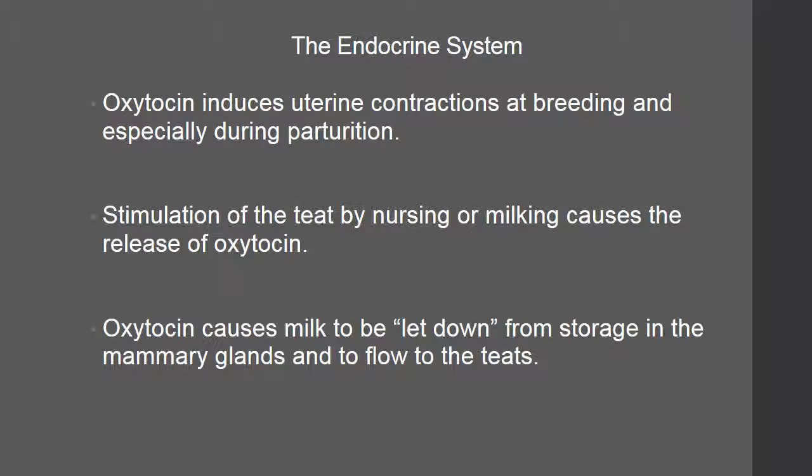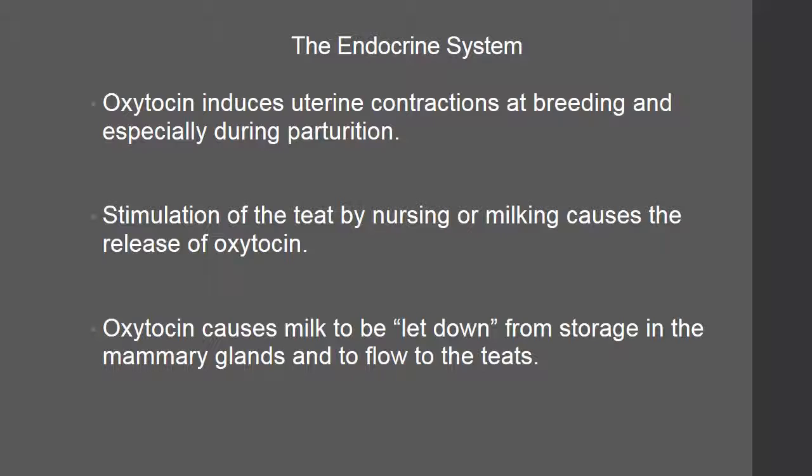Oxytocin induces uterine contractions at breeding and especially during parturition. Stimulation of the teat by nursing or milking causes a release of oxytocin, and then that oxytocin causes milk to be, quote-unquote, let down from storage in the mammary glands and to flow to the teat.